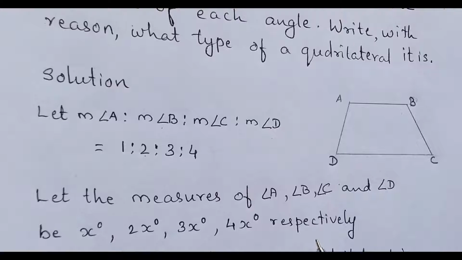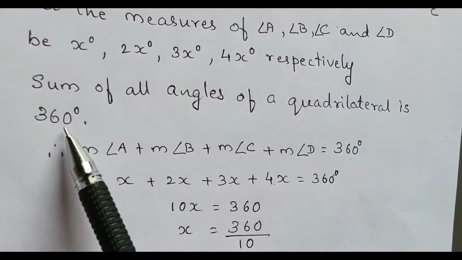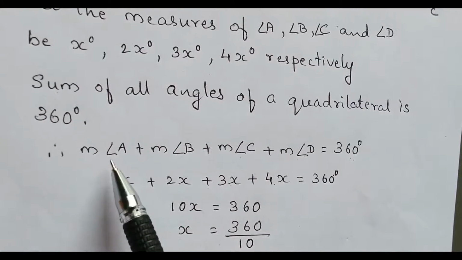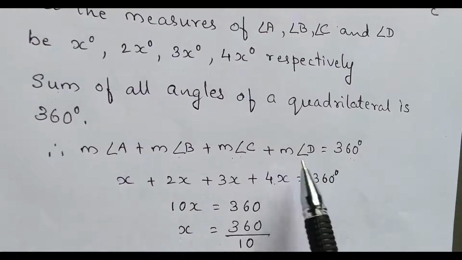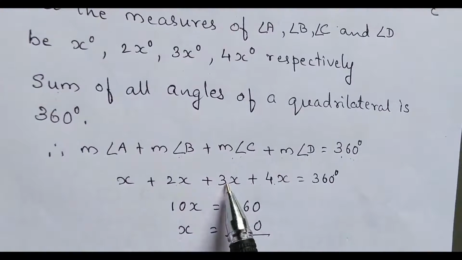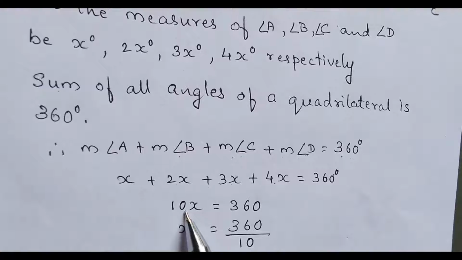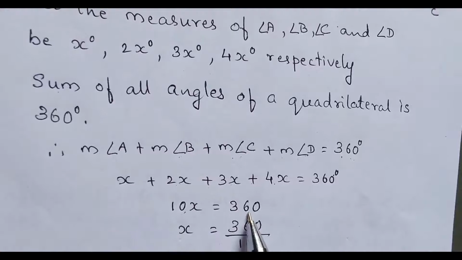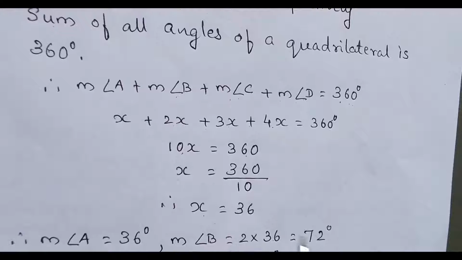Now we know that the sum of the angles of a quadrilateral is 360 degrees. Therefore, we can write measure angle A plus measure angle B plus measure angle C plus measure angle D is 360. x plus 2x plus 3x plus 4x is 360. When you add all this, you will get 10x. So you get 10x is equal to 360. Therefore, x is equal to 36.